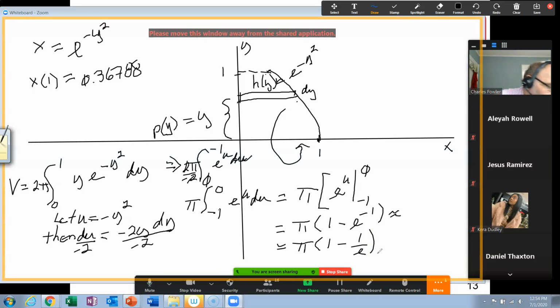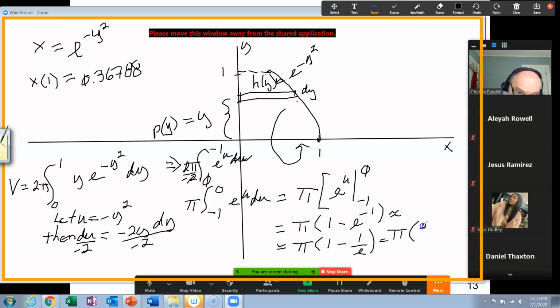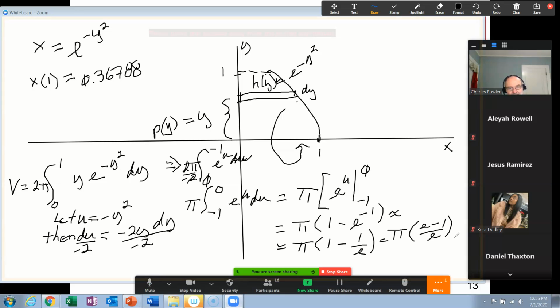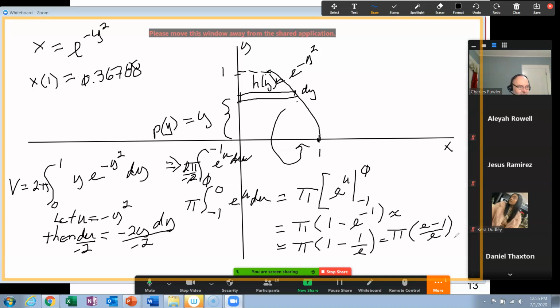Okay. Which you could write yet another way that the book didn't, but it's perfectly legitimate. Equal pi times e minus 1 over e. That to me is a little more complicated, but at least it's a ratio, but whatever. Okay. All those answers are the same. Any questions on that one?